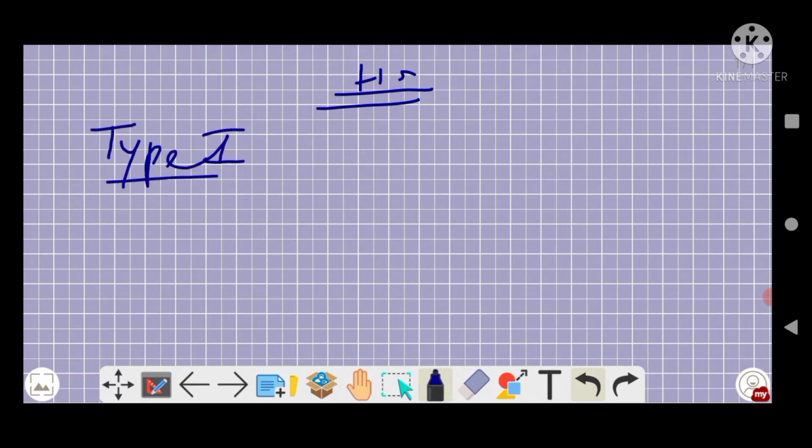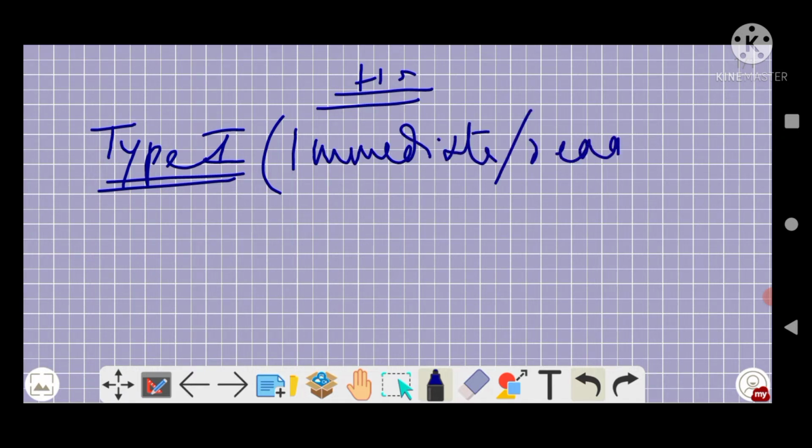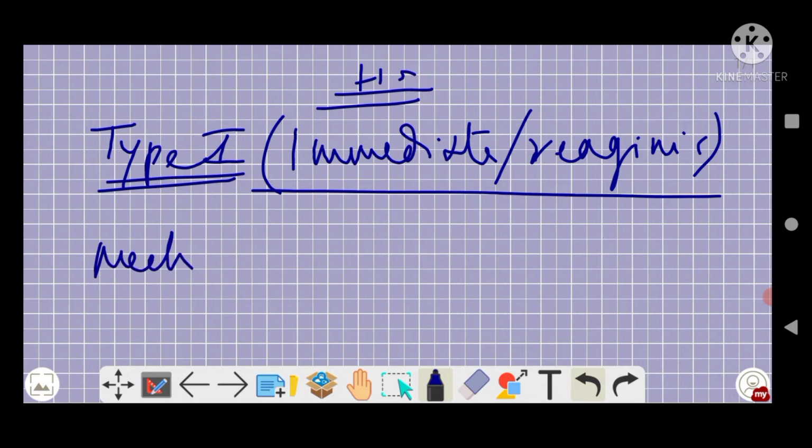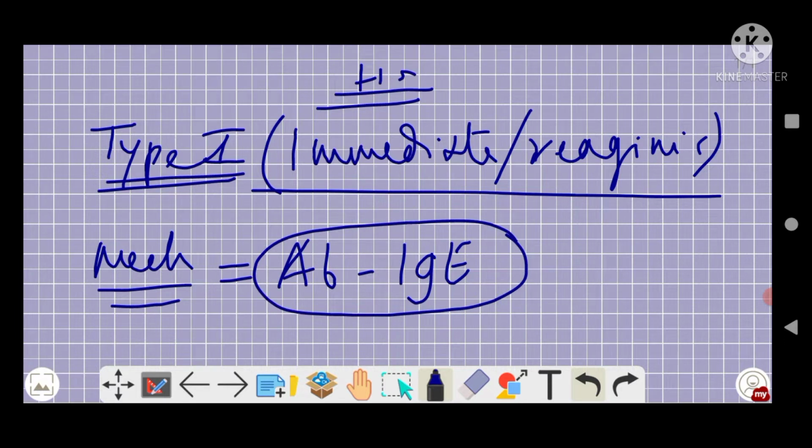Talking about type 1 hypersensitivity reaction, it is also known as immediate or reaginic hypersensitivity reaction. Let's talk about the mechanism. It is mediated by the antibody IgE. Remember, it's an important antibody that maintains your type 1 hypersensitivity reaction.